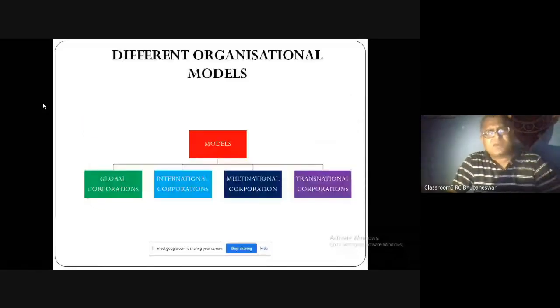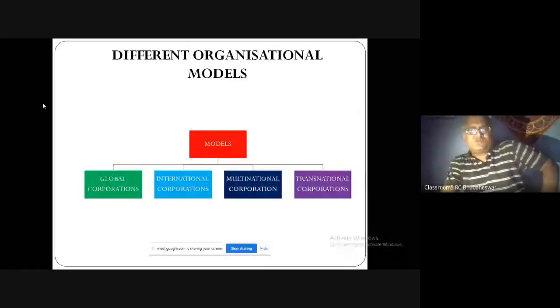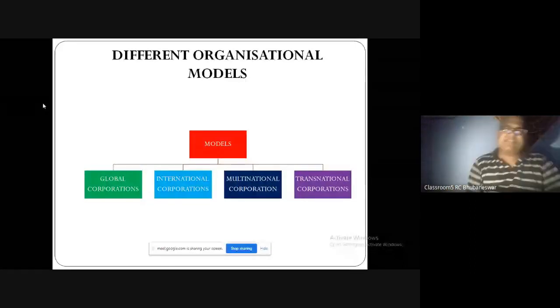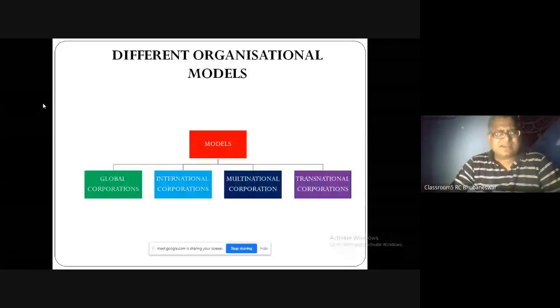What are the models of organizational development? If you talk about business, my dear students, I have already stated that business is structured in different ways: sole trading, partnership, company form of business, cooperative societies, with different guidelines. In sole trading, there are no guidelines. In partnership, there are somewhat guidelines. For the company form of organization, the Companies Act 2013 guidelines are framed.